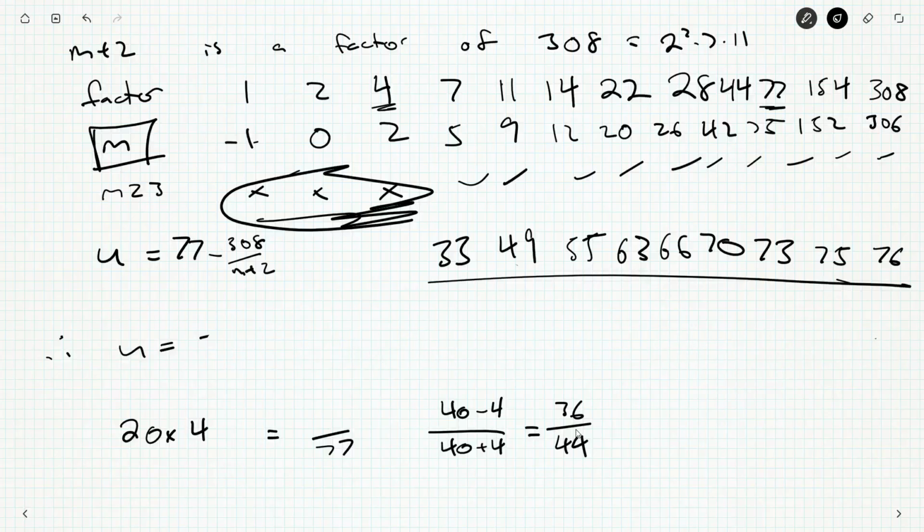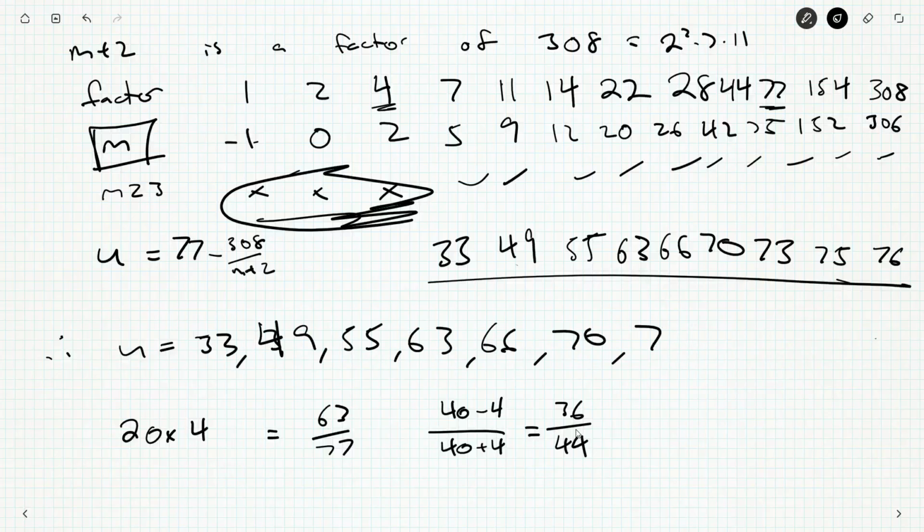And so in this case, it's 63 that we've got here. And that makes more sense. So double checking really worked out. 49, 55, 63, 66, 70, 73, 75, or 76. Okay, so there's our final answer, and this was just us doing a little check.